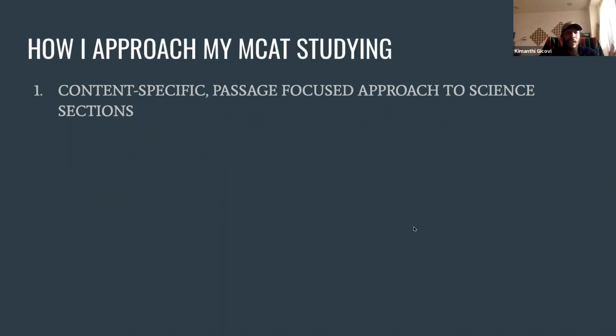So I took a content-specific approach, meaning I would study electrochemistry and then go do practice passages shortly after, and then do flashcards right after, in order to make sure that I consolidated whatever I learned through my primary knowledge acquisition of the content. Flashcards are a great way of making sure that you consolidate the knowledge. Practice passages are a great way to make sure you consolidate the application.